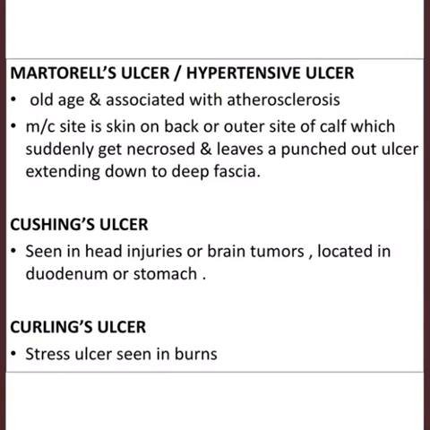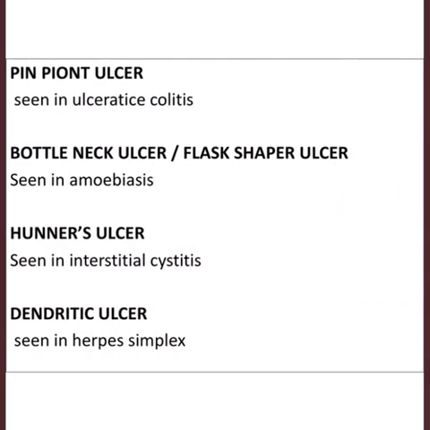Marjolin ulcer or hypertensive ulcer, the old is associated with atherosclerosis. Sorry, Martorell's ulcer. Most common site is the skin on the back or outer side of the calf, which suddenly gets necrosed, leaving a punched out ulcer extending into the deep fascia. Cushing ulcers are seen in head injury or brain tumors, located in the duodenum or the stomach. Curling ulcers are seen in burns. You just need to remember the name.